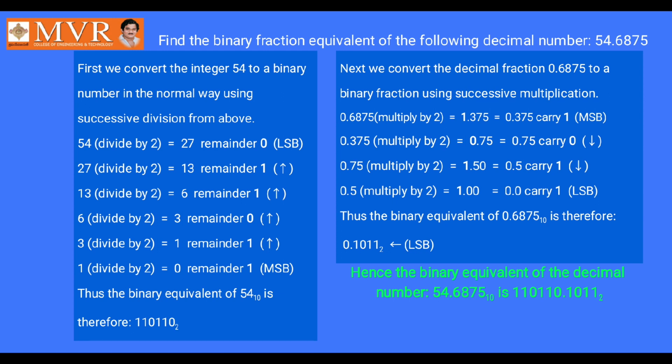110.110.1011. So there you write from bottom to top. In the fractional part you write from top to bottom. This is the way how you convert the fractional numbers from one base to another base. So this is all about the conversion of various base to another base in direct method.